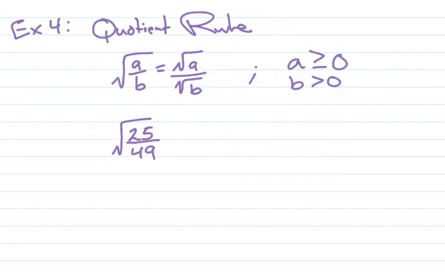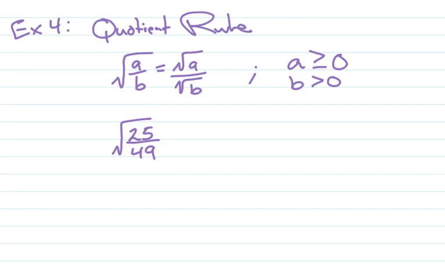The next example involves the quotient rule. The quotient rule simply states that you can break up the square root of a over b into the square root of a over the square root of b. This is going to become very helpful when we start dealing with quadratics. Of course, keep in mind that b down here cannot be 0 because we have a fraction, and a just has to be a positive number.